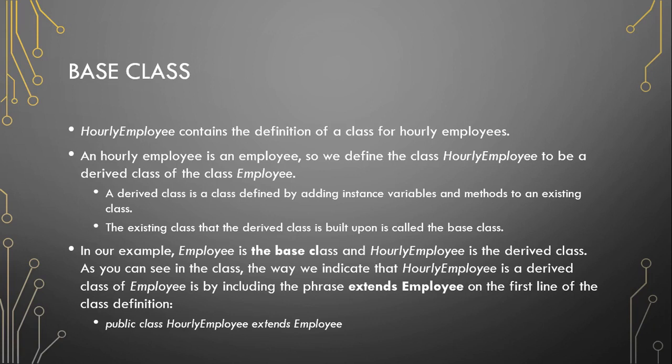As you can see in the class, the way we indicate that hourly employee is a derived class of employee is by including the phrase extends employee. So that's going to be our key term. When you see the word extends on the first line of the class definition, that means it's a derived class. So for example, here I have public class hourly employee extends employee. All right. And that's how we know one class is derived from another. Obviously, if you're looking at, let's say, a part-time employee, you could have something in here that says public class part-time employee extends hourly employee.